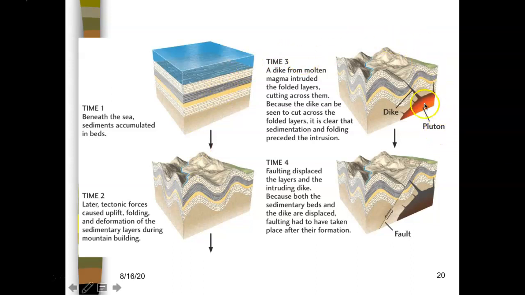Time 3, now we have some magma activity. There's a pluton beneath the surface shooting off dikes, molten rock, into those folded sedimentary rocks. Time 4, we're squeezing those units and we've cut through the folded sediments as well as the dike. So now the dike has been cut. So when a geologist sees a block diagram like this, we try to see what's the last thing that happened and can we work backwards to determine the sequence of events.